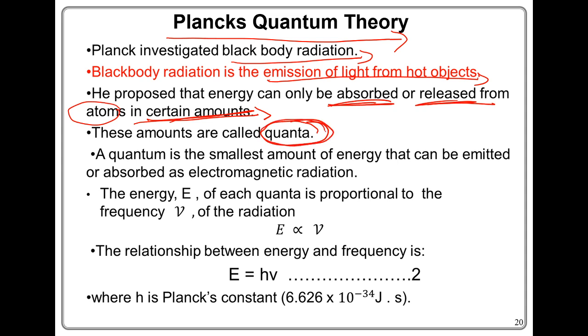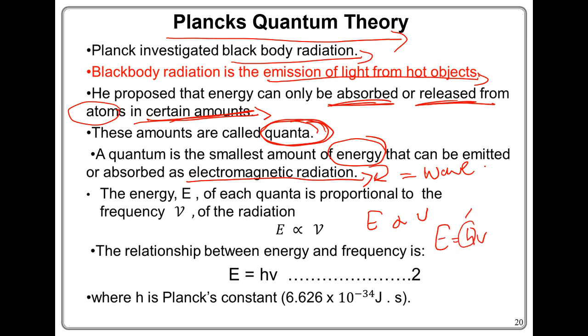A quantum is the smallest part of energy that can be emitted or absorbed as electromagnetic radiation. Meaning energy is emitted or absorbed in the form of electromagnetic radiation, so you begin to talk about characteristics of the wave. According to Planck's theory, energy is directly proportional to frequency. If you put it in a mathematical form, E equals hv, where h is called Planck's constant, which is 6.626 times 10 to the power minus 34 joule seconds.